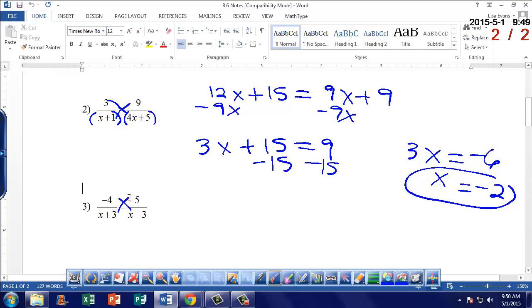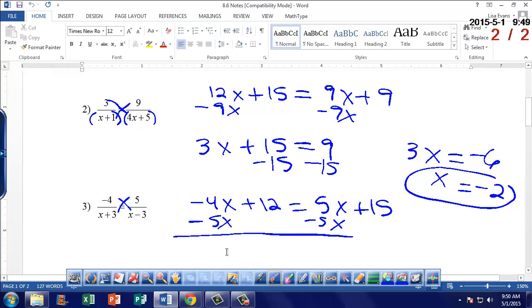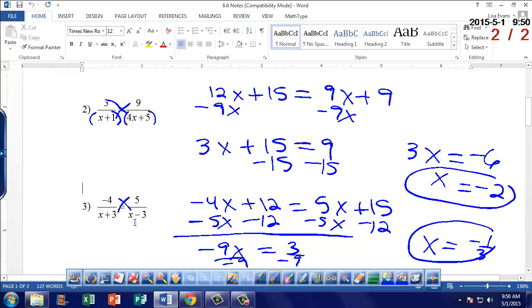Okay, let's try number 3. Cross multiply again. Negative 4x plus 12 equals 5x plus 15. I subtract 5x from both sides. When I do that, I get negative 9x. I'm going to go ahead and just do the second step as well. Subtract 12 on both sides equals 3. Divide both sides by negative 9, and I get x to be negative 1/3. Take a quick check, plug that back in. We're good. Doesn't make any denominator 0.